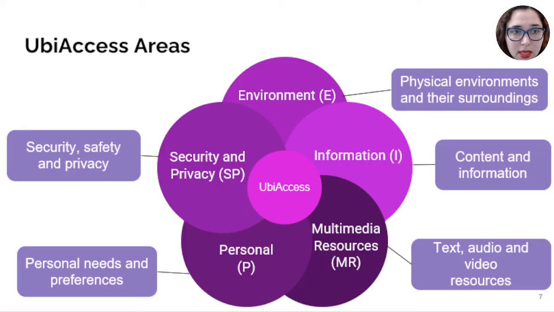UbiAccess is our evaluation instrument. It has 5 areas: environment, E, which deals with physical environments and their surroundings; information, I, dealing with content and information; multimedia resources, MR, covering text, audio, and video resources; personal, P, covering personal needs and preferences; and finally security and privacy, SP, covering security, safety, and privacy.